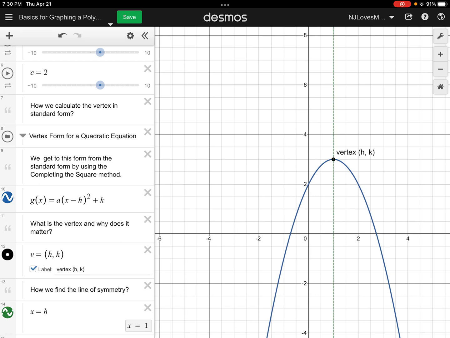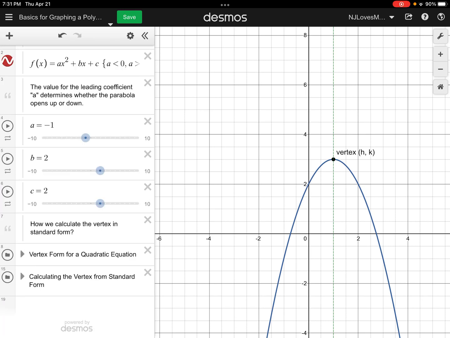Now, if you know me and you've been listening to my videos, I know that I can get to the vertex form by doing the completing the square method. But that's a lot of work. It's not always efficient, and it can introduce error if we're not really careful.